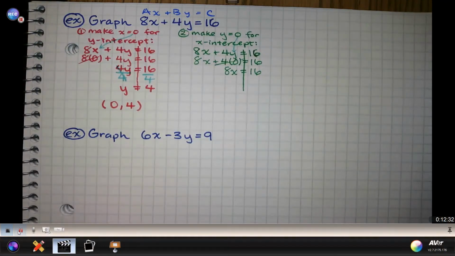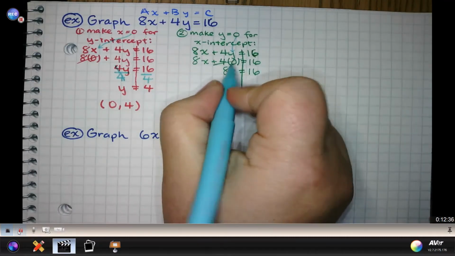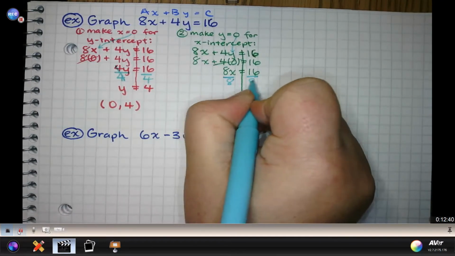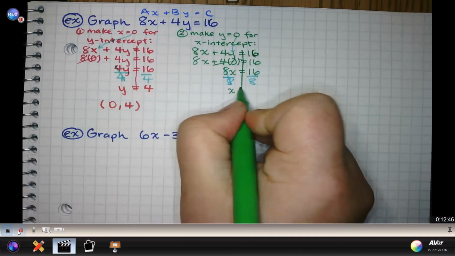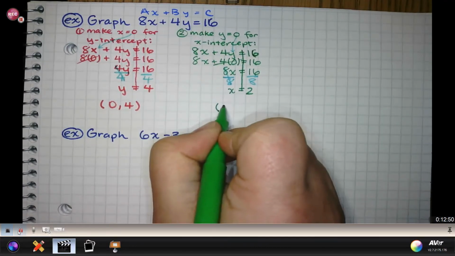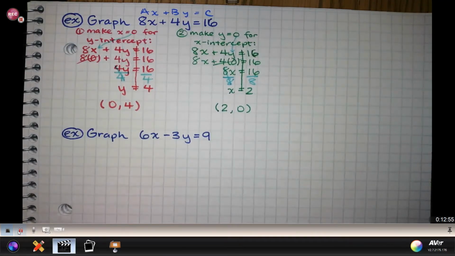And again, then my last step is either you can guess and check, or you do the opposite. This is 8 times x. We can divide both sides by 8, which is the opposite, and you end up getting x equals 2. So that means the x-intercept is 2, comma 0. Remember, x always comes first.